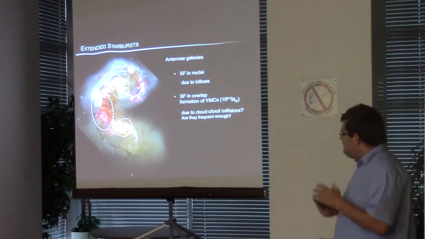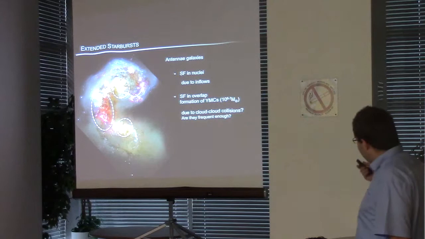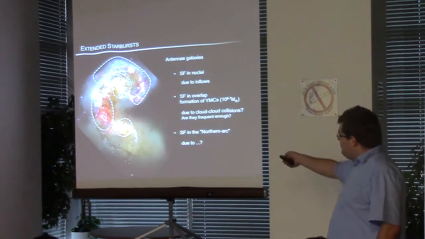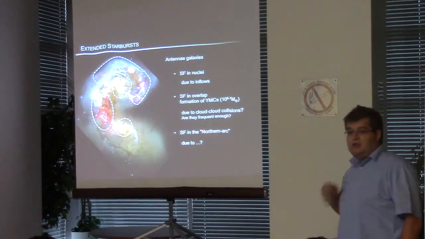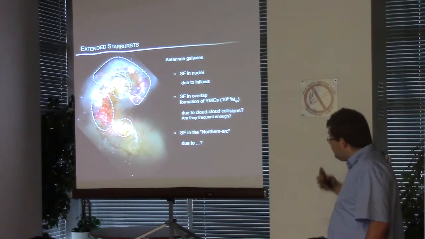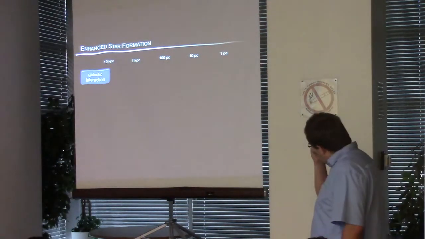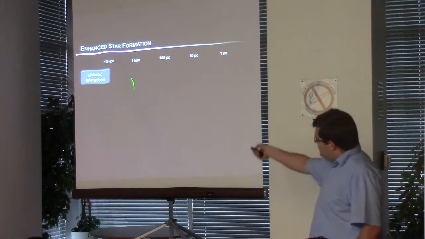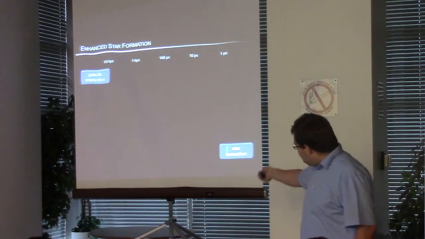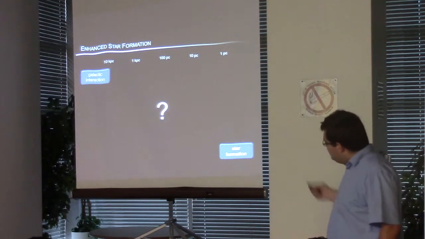But you also have star formation in these regions, called the overlap region, where the two disks actually overlap. And in this particular region, you have the formation of young massive clusters up to 10^7 solar masses, so huge structures there. Why is that? Well, since the two disks are overlapping in this volume, that could be just due to collisions. We know that collisions between clouds, or between clouds and the gas reservoir of the other galaxy, can trigger a lot of star formation. But I'm not sure they are frequent enough to explain such a starburst. Maybe not. This is something we have to check.